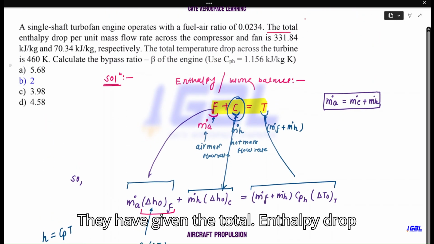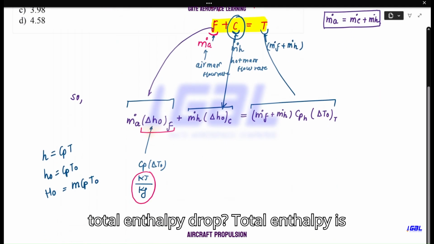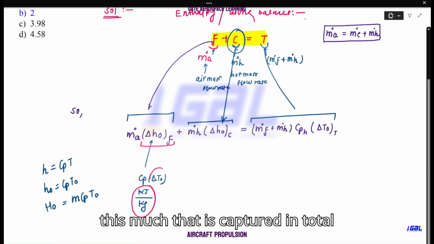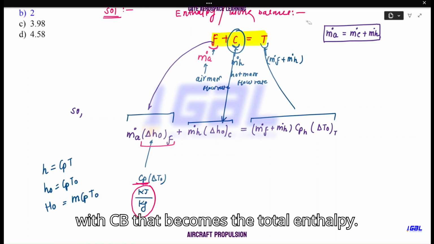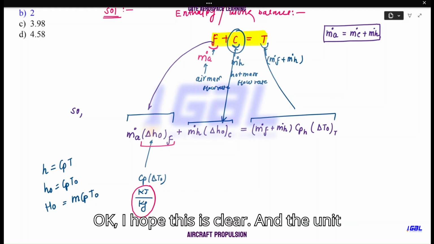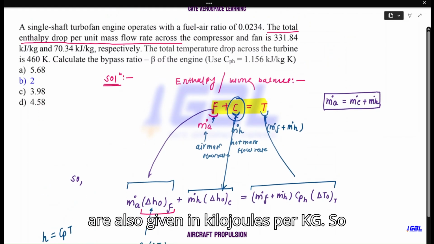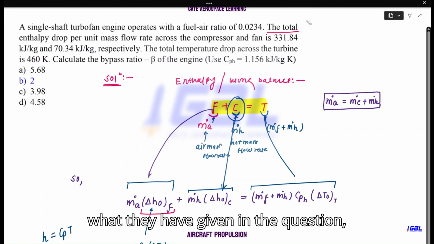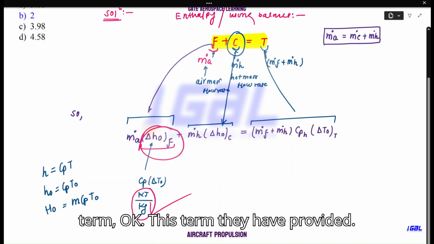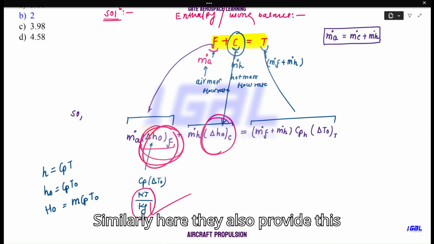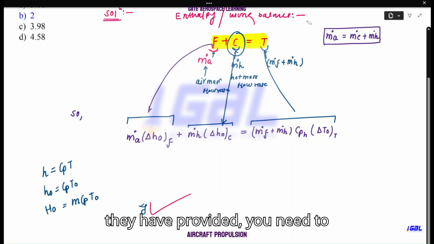They have given the total enthalpy drop per unit mass flow rate. So what is the total enthalpy drop? Total enthalpy is captured in total temperature, and when you multiply with cp, that becomes the total enthalpy. I hope this is clear. Unit-wise, kilojoule per kg, here they have also given in kilojoule per kg. So what they have given in the question is this term. Similarly here they also provide this term.